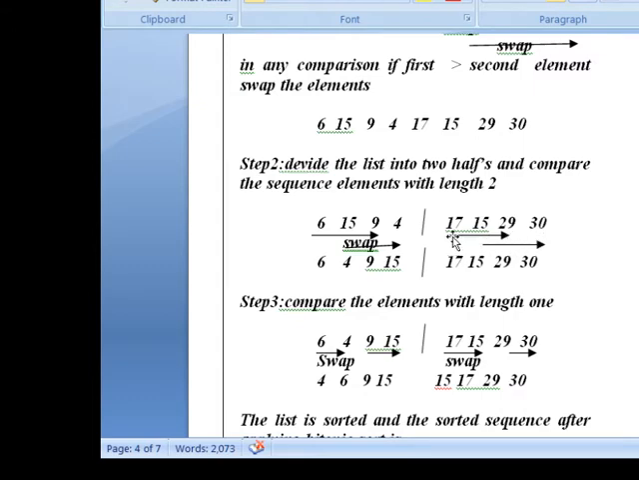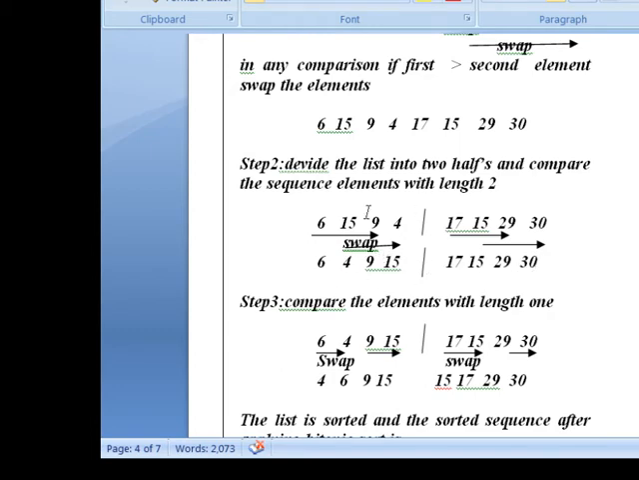Now compare these two comparisons at a time, in parallel. 17, 29 gives the output 17, 29 only. 15, 30 will give 15, 30. Now this is the recursive calling of this particular thing and this particular thing. Now this is in sorted order, and this is in sorted order.